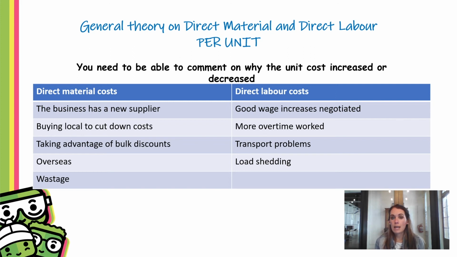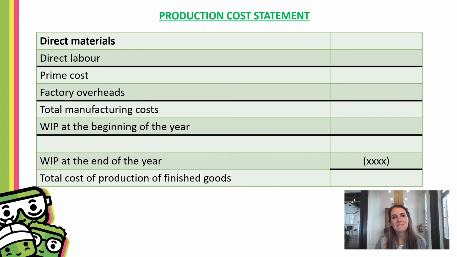Then for labor costs, you've got good wage increases, might have been negotiated, that's why costs increased, more overtime, transport problems, or even load shedding. They have to work out more overtime or longer, or they are there but they can't work, but you still have to pay them. So load shedding is also a valid answer for general theory. And now we're going to jump into production cost.